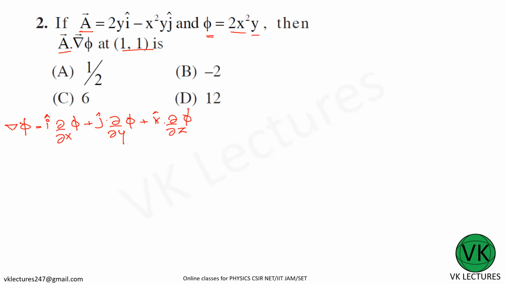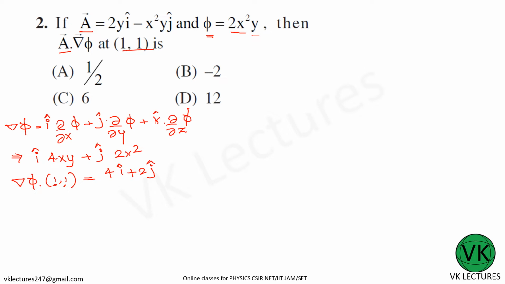Now that can be written as i times dou by dou x of phi. This is our phi, 2x square y, so that is nothing but 4xy, plus j times dou by dou y of phi, that is 2x square. Now what is del phi at (1, 1)? Just put the values x and y equal to 1 and 1. So what you will get is 4i cap plus 2j cap.